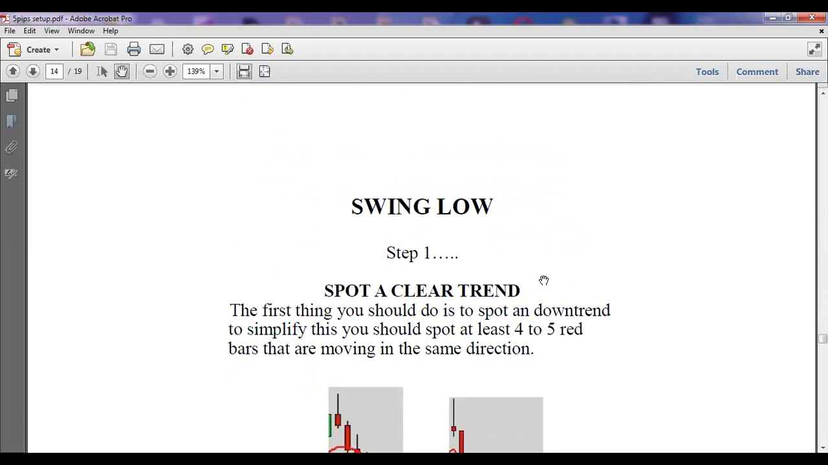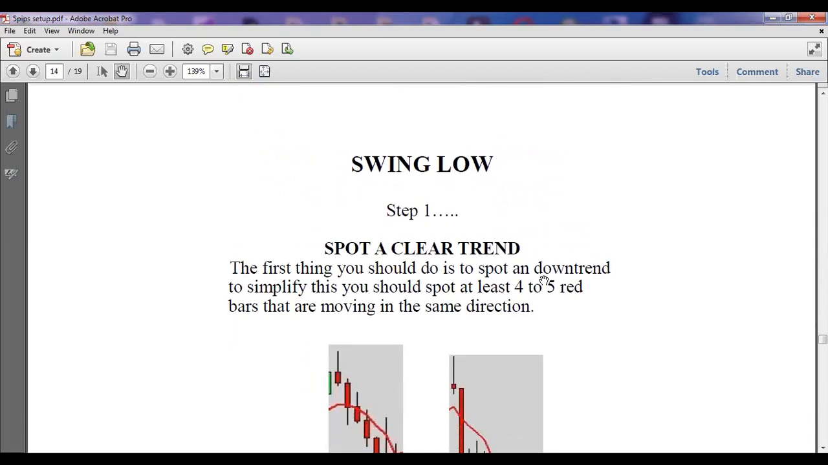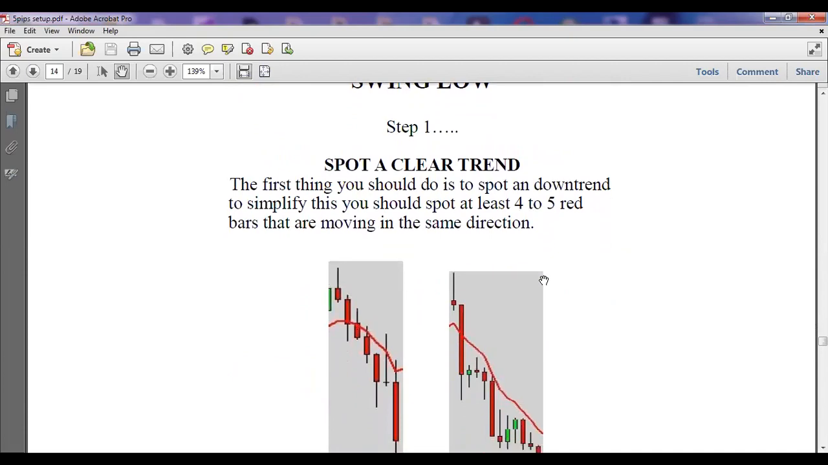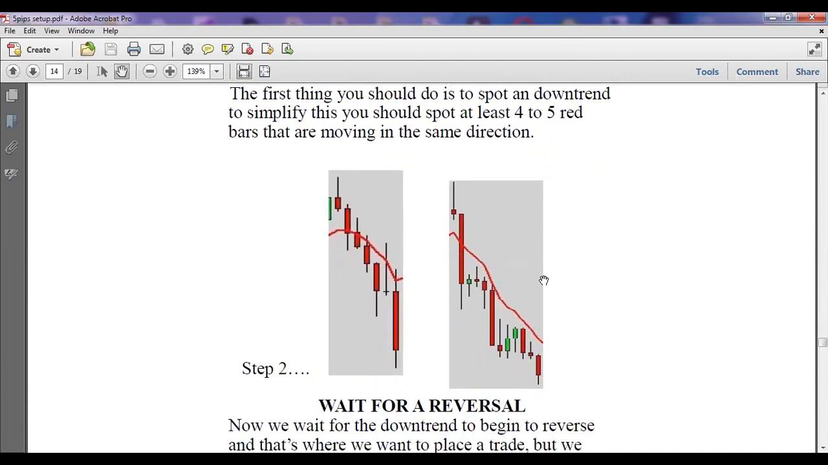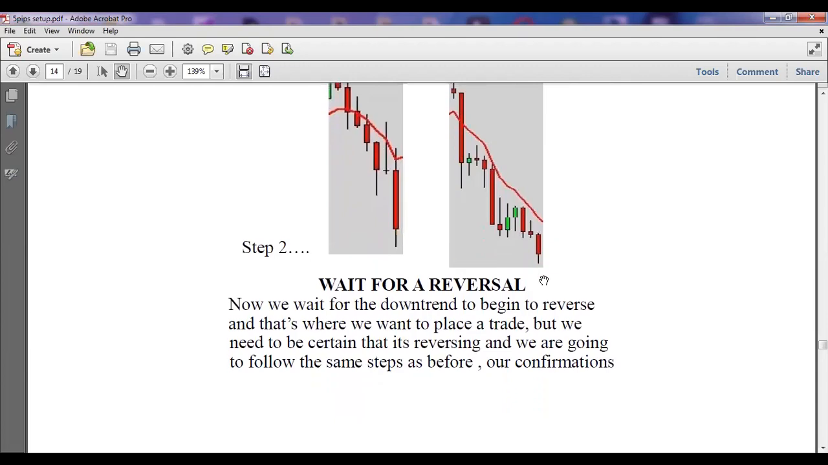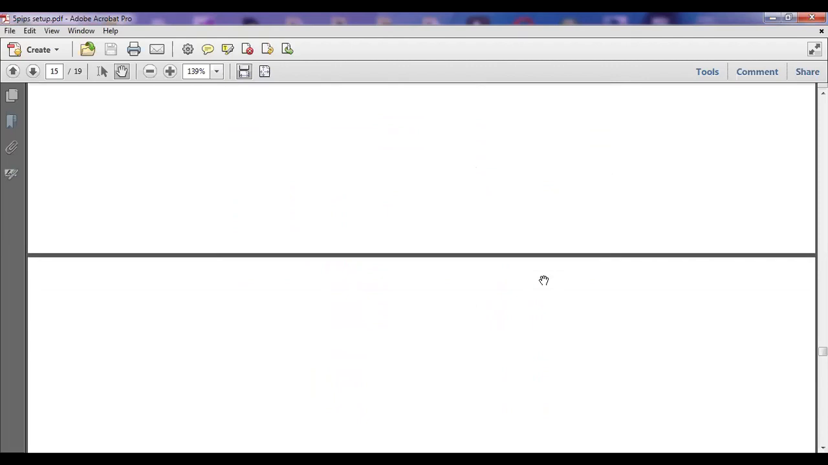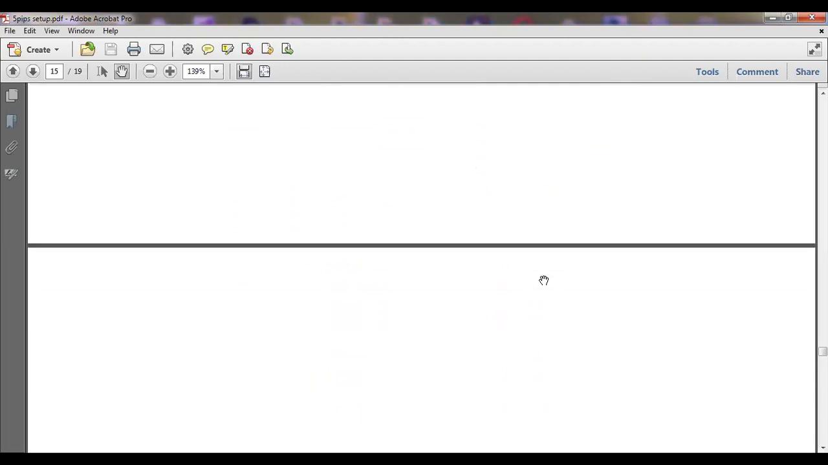Then for a swing low, when the web analyzer gives an alert for a buy, you must first of all spot a clear trend. You must make sure that the bearish candles are at least 4 to 5 in number and they are moving in the same direction. Then you now wait for a reversal. It's just the same thing as the analysis on the swing high.